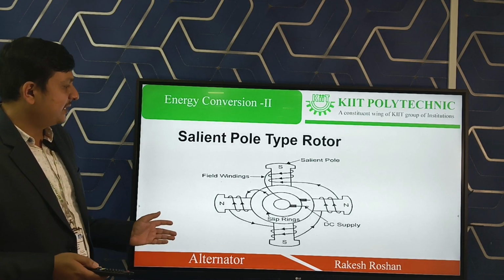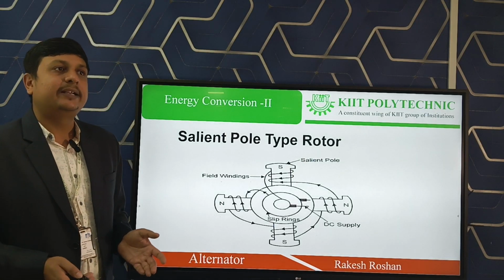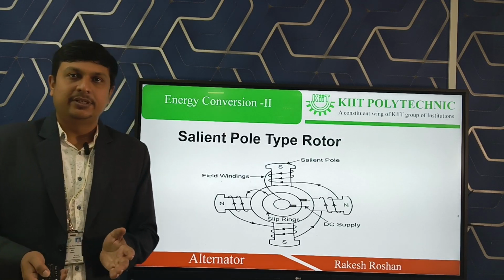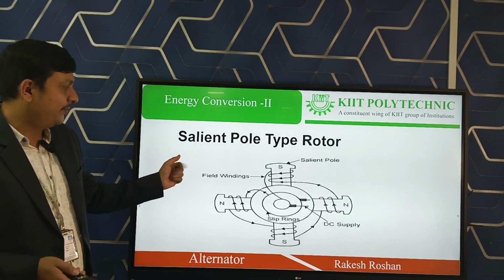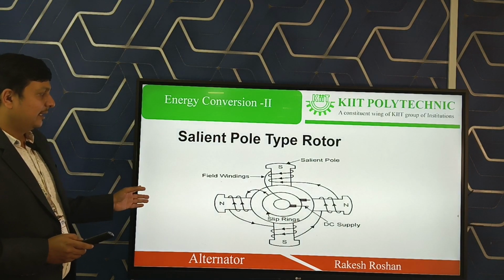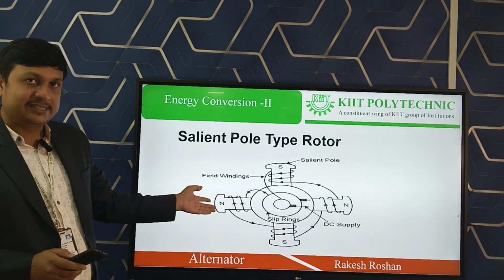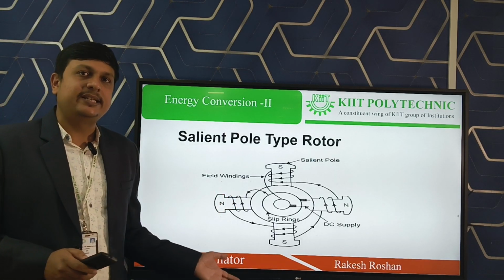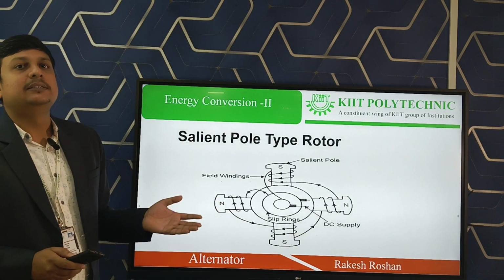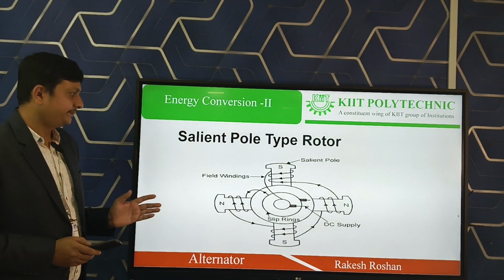One question arises: why can this type of rotor not be used for higher speed? The answer is simple. You can observe from this diagram that the poles are projected type and a larger number of poles are placed. Here in this diagram we have shown 4 poles, but generally 8, 16 and 32 poles are present in a salient pole type rotor.